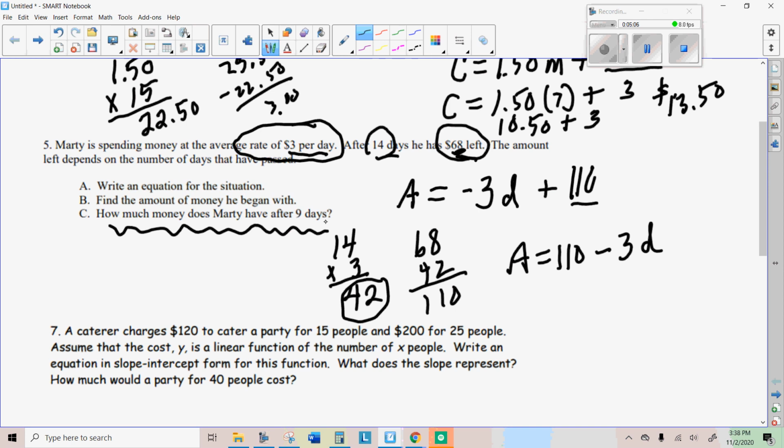And again, this was not proportional, was it? And that's because this is not a direct variation.